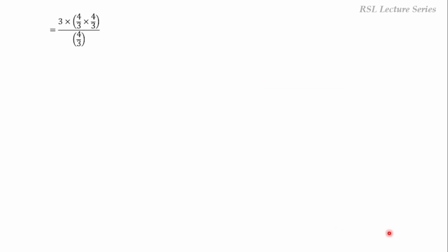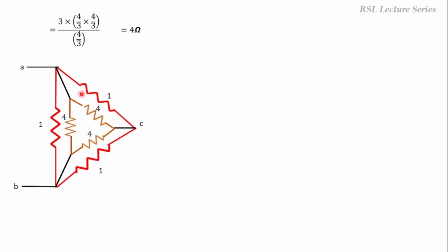On simplification, we'll get 3 times 4 by 3 into 4 by 3, whole divided by 4 by 3. Now this 4 by 3 will get cancelled, this one and this one. Again we can cancel this 3 and 3. So the remaining value will be 4. Now we'll again draw the equivalent circuit. The inner star is converted into a delta whose value is 4 ohms.